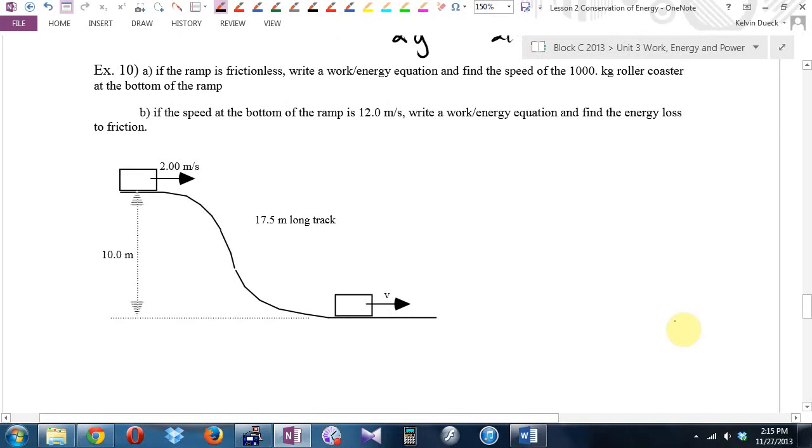Last one. If the ramp is frictionless, write a work energy equation and find the speed of the roller coaster at the bottom of the ramp. How do I do this? Is there a change in height? Is there a change in speed? Is it a curvy path? That's a job for conservation of energy. You following when we use it? Okay, this is how I figure it out. So let's see. I think I can fit A up here. Kinetic energy initial plus potential energy initial equals kinetic energy final plus potential energy final. No heat. Not in part A.